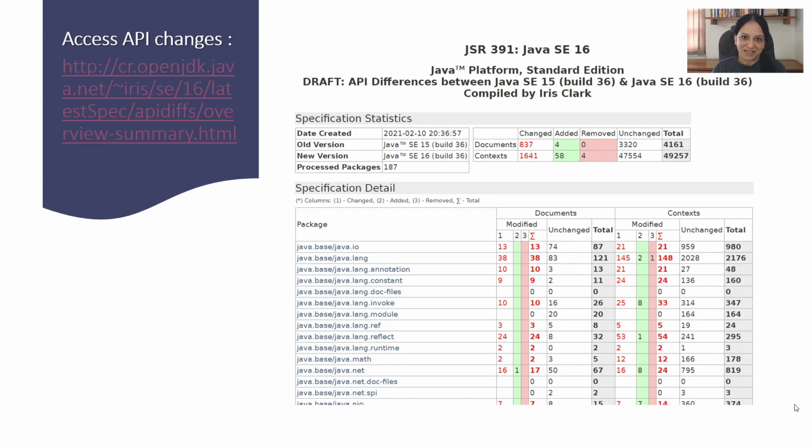Now, this is one of my favorites. As a Java developer, I'm very curious to know how the API has changed from Java 15 to Java 16. And when you click on this link, you can view the differences which are highlighted in different colors, different backgrounds. And you can also check out what API has changed, methods that have been added, modified, or deleted.